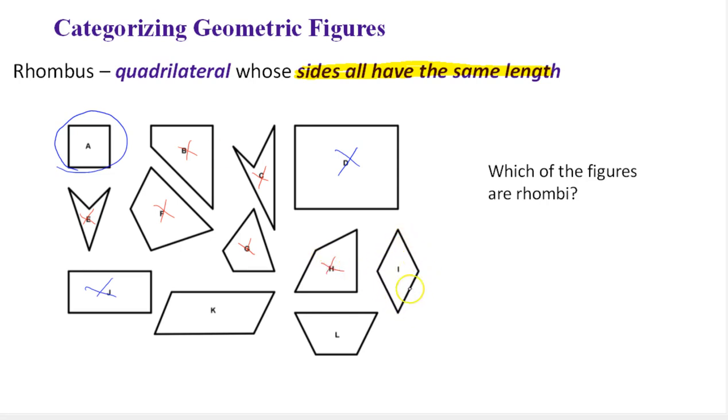These sides are actually all the same length. It appears to be the case, so we're not going to cross that out. This side is shorter than this side. This side is longer than this side. So rhombi is plural for rhombus. We have two figures that are rhombi, which is fun to say, and they are figures 8, which is also a square and a rectangle, and I, which is neither a square nor a rectangle.